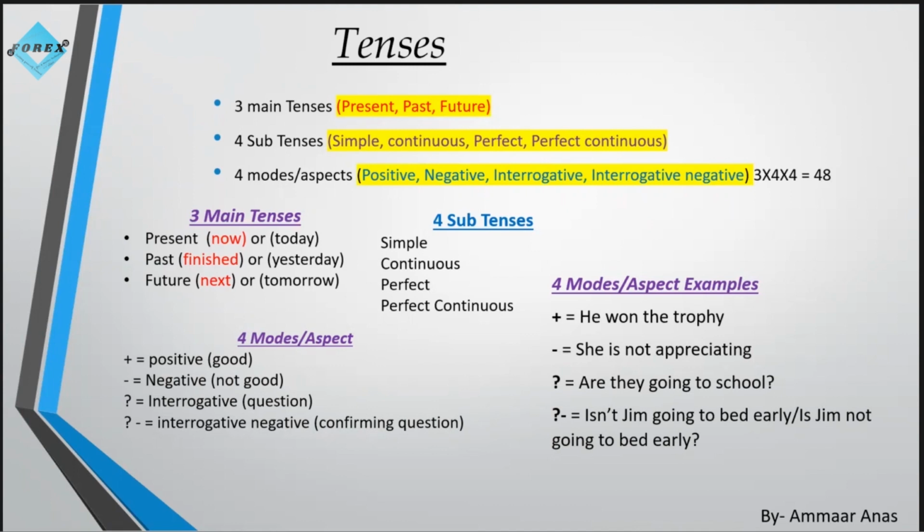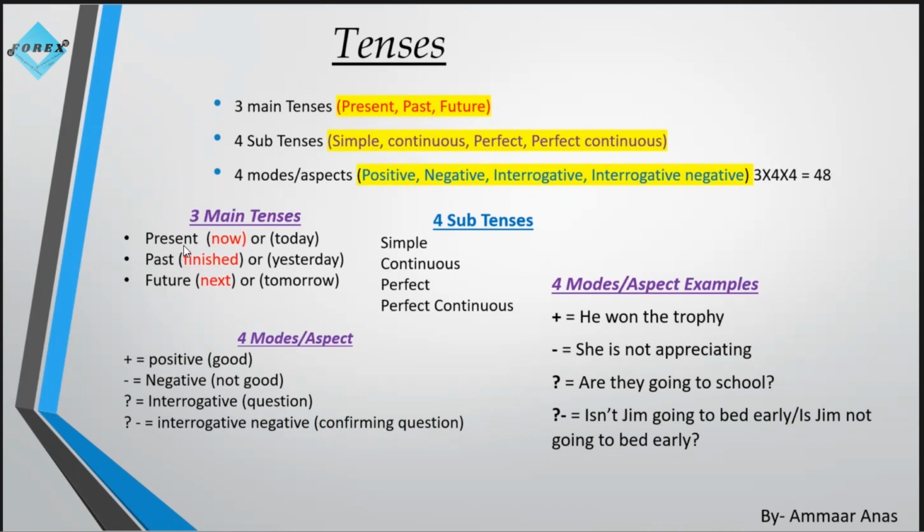Tenses. There are three main tenses, which are present, past, and future. And there are four sub-tenses, which are simple, continuous, perfect, and perfect continuous. There are four modes or aspects, which are positive, negative, interrogative, and interrogative negative. So totally, there are three multiplied by four, equals 48 tenses. Now let's look in detail at the three main tenses.